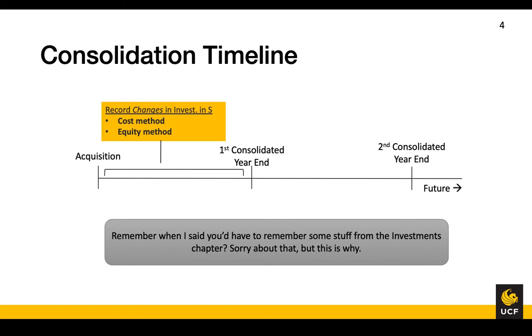During the course of the year, the parent company will account for its investment using the cost or equity method. So remember when I said you'd have to remember some things from the investments chapter? This is why. When we get to our next financial reporting date, the eliminating entries needed will depend upon the method of accounting for investments used by the parent company. In the investments chapter, we said it didn't matter if a company used the cost method or the equity method because either way they would end up having to consolidate their financial statements. Using the cost versus equity method will result in different amounts on the parent general ledger, but the consolidated financial statements should be identical regardless of the parent's accounting choice.